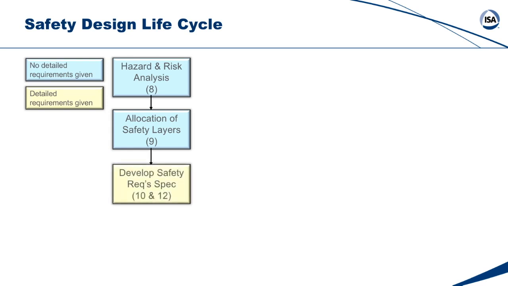When you decide you need safety instrumented functions and have SIL targets for them, you now need to overcome that 44% of the problems that were incorrect and incomplete specifications by developing a thorough and complete safety requirements specification, which is Clause 10, the 2 most important pages in the standard.